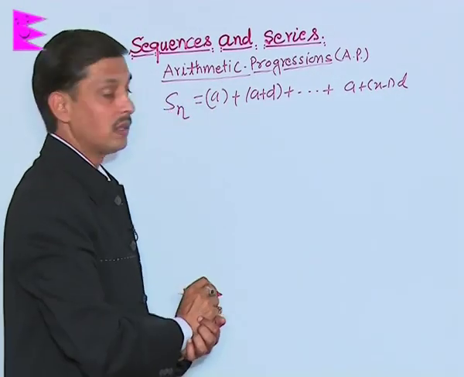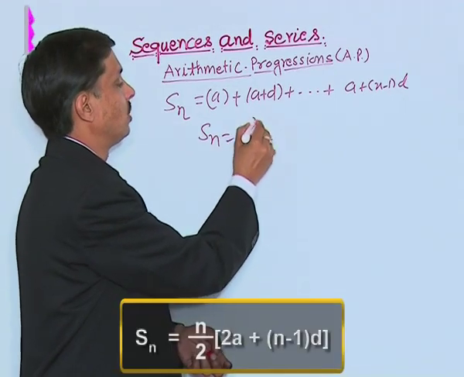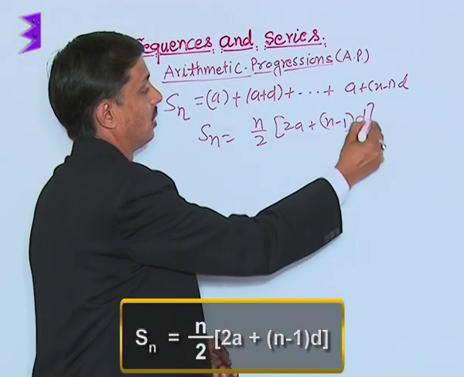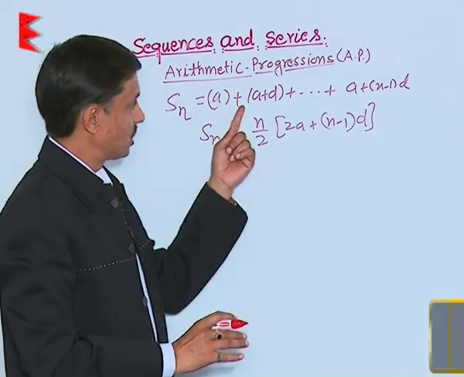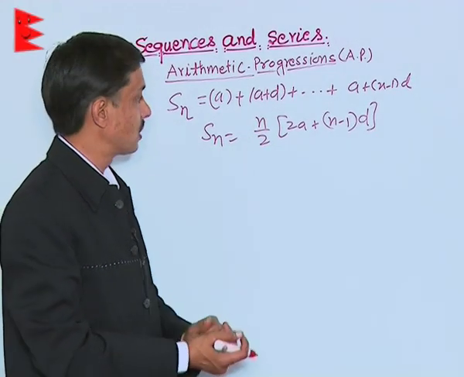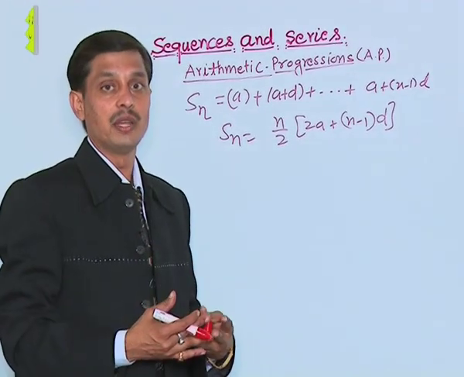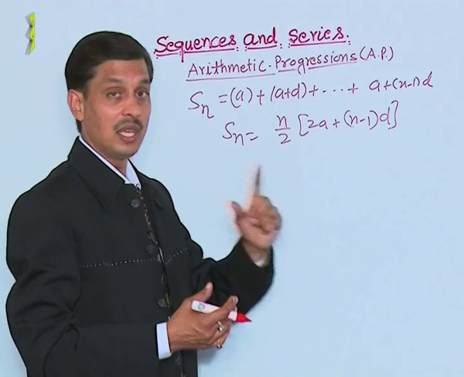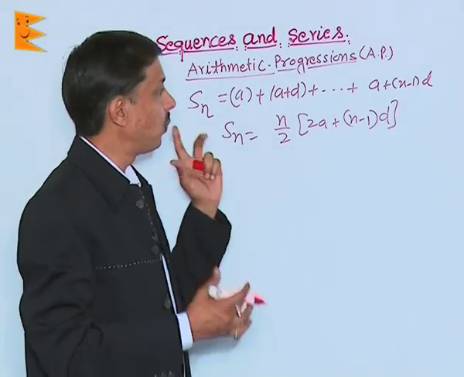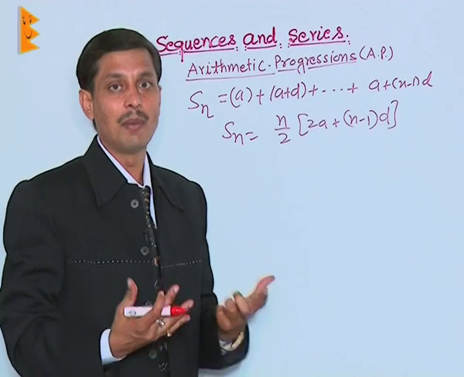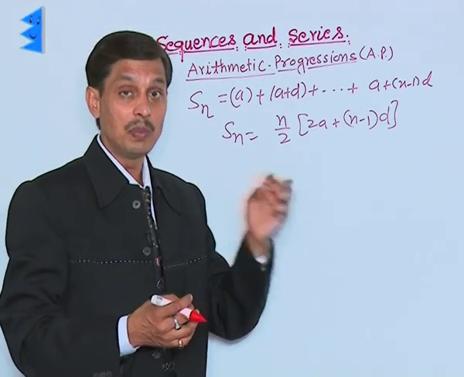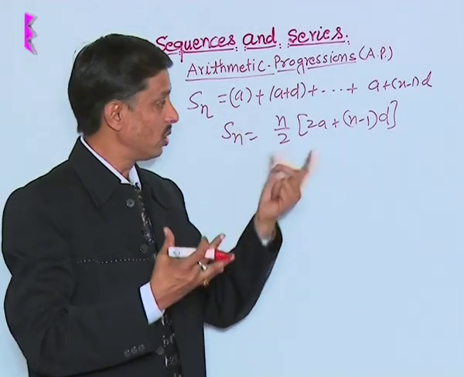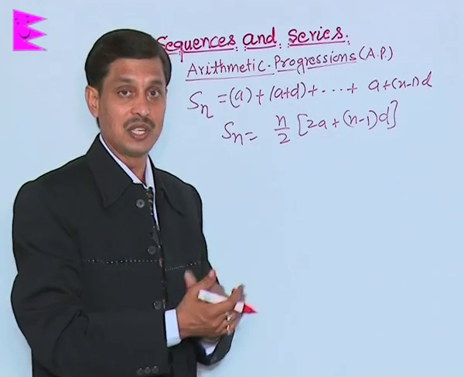if represented by Sn, its formula is Sn equals n by 2 into (2a plus (n minus 1) into d). This result was developed by Gauss and was also explained when we told you about the AP in class 10th. So the proof we are not providing here, as it is available in the class 10th AP videos. The question is, what are the more uses and applications of this result?